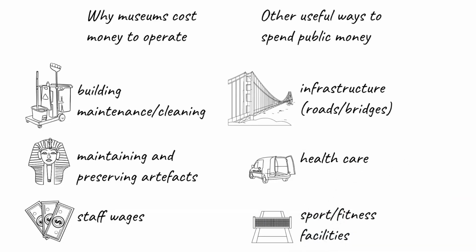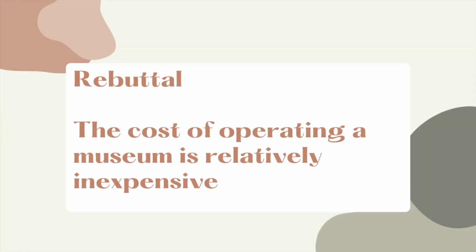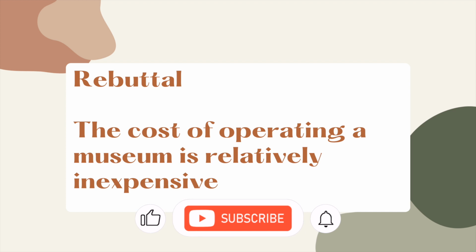Did you think of similar examples as these? Although the paragraph acknowledges the opposite view, that is, that museums cost money, which could be spent on better things, we still need to rebut the counter-argument or say why it is not a good opinion. One way to do this is to argue that the cost of operating a museum is relatively inexpensive and would only require a small amount of public money.